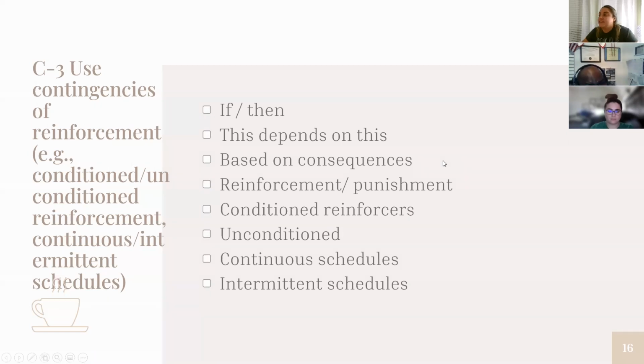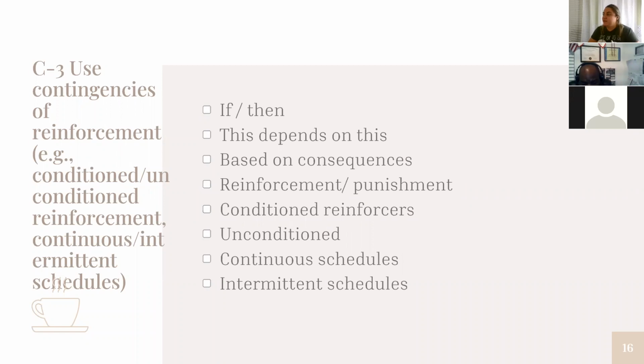Okay, and then we have C3, use contingencies of reinforcement. So contingencies are your if-thens. So this depends on this. We're all about contingencies in ABA. So it's all about the consequences. This depends on this, based on consequences, reinforcement, punishment. And then they want you guys to know the difference between conditioned reinforcers and unconditioned reinforcers.